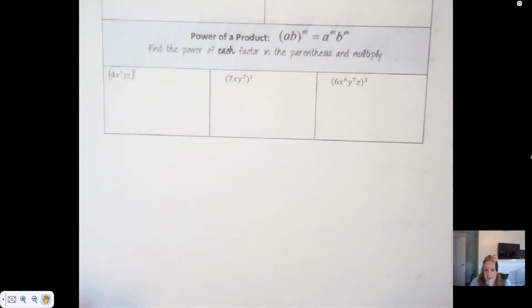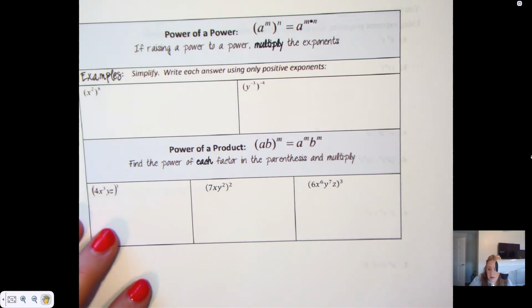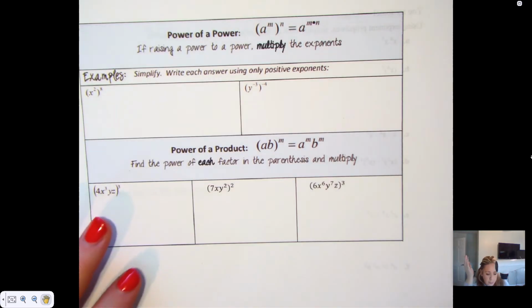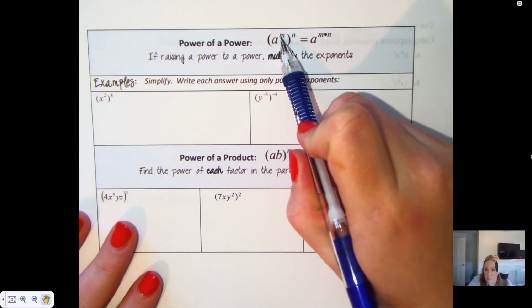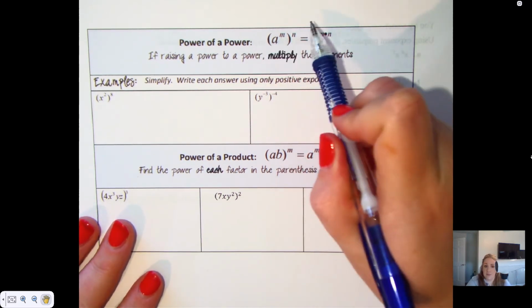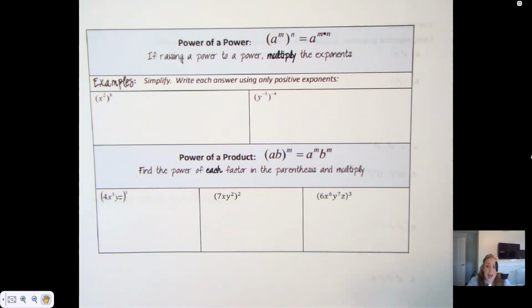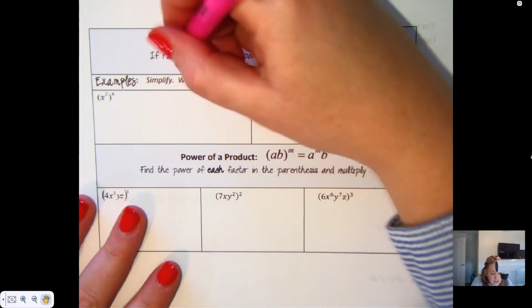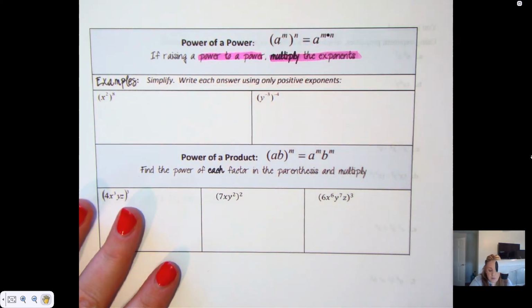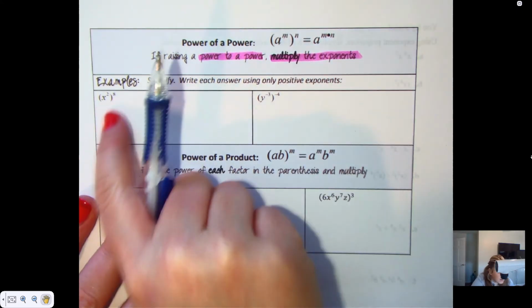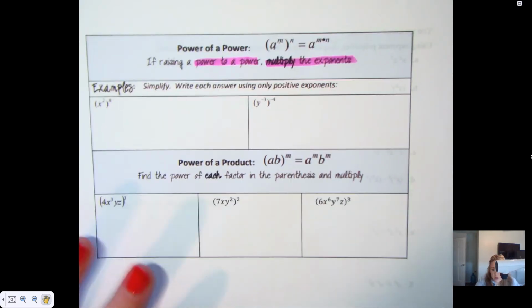Okay, so what happens if you have, oopsies, you can't even see it. If you have a power to a power, okay? So I have a base raised to an exponent, but all of that is raised to another exponent, okay? So we call this power to a power. If you're raising a power to a power, you're going to multiply the exponents. And why does that work? Well, we're going to do it right over this way.